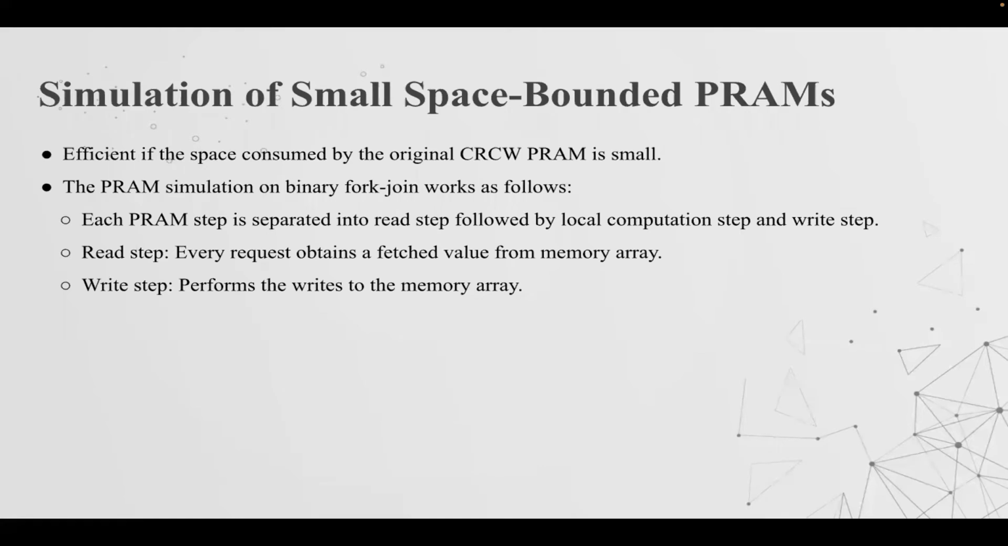The simulation of small space bounded PRAMs, the first one, is efficient if the space consumed by the original CRCW PRAM is small. And the PRAM simulation on this binary fork join works in three steps: the read step, the local computation step, and the write step. The read step is whenever we perform a read request, every request obtains a fetched value from the memory array, and the write step performs the write to the memory array whenever we perform any write operation.